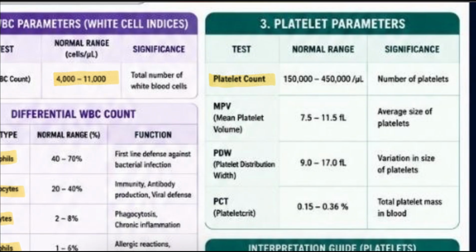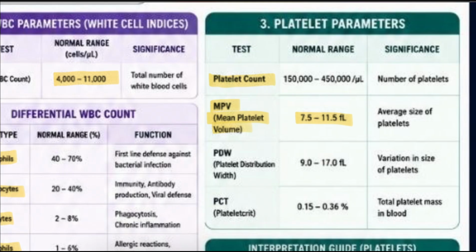Next we can see MPV, mean platelet volume. The mean platelet volume measures platelet size, the average size of the platelets. The normal level is 7.5 to 11.5. If the MPV is high, we have to suspect large young platelets and the bone marrow actively producing platelets. And low MPV means reduced platelet production.